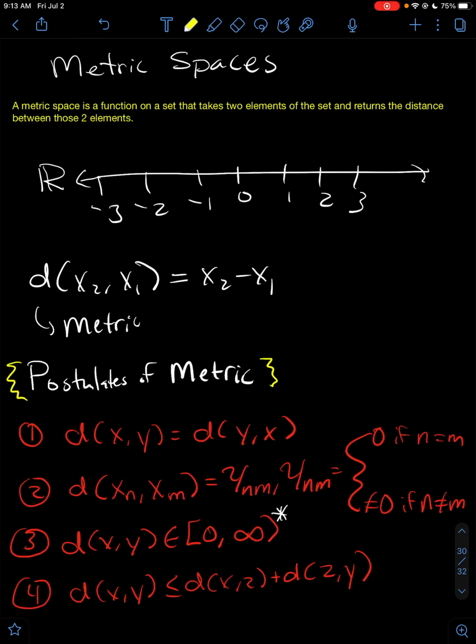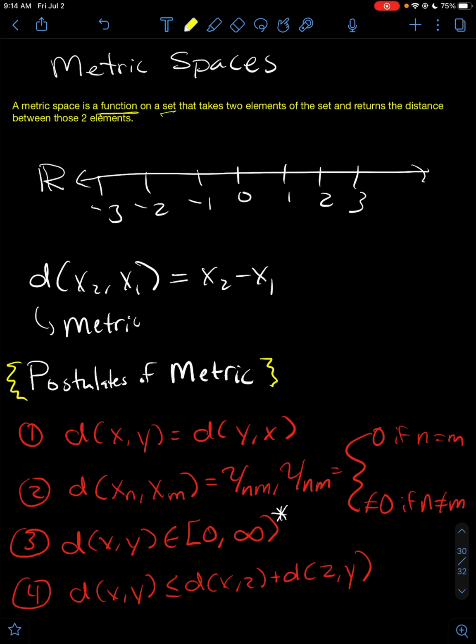Hello everyone, today I would like to talk about what metric spaces are in topology. Metric spaces are pretty useful in topology since they give us distances, pretty much. Now the definition of a metric space is that a metric space is a function on a set that takes two elements of the set and returns the distance between those two elements. Now what does that mean?